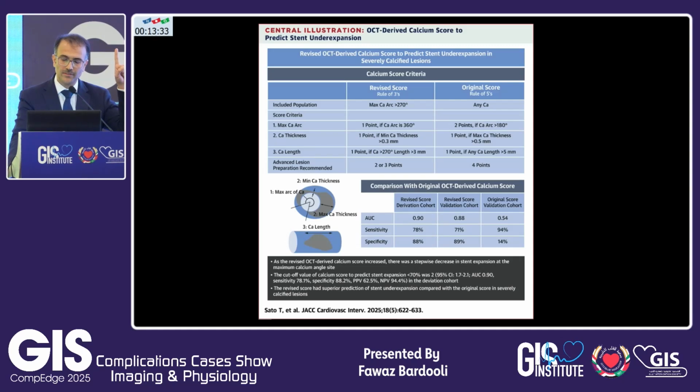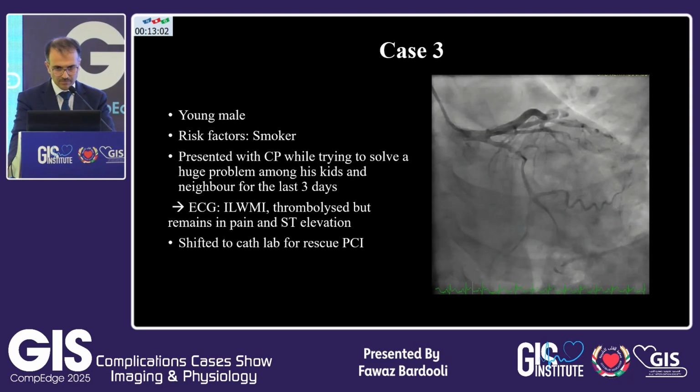So this is 1 point. If you scan all the calcium along the vessel and the minimum calcium thickness is more than 0.3, so you don't have 0.2 or 0.1, it's all of them 0.3 and above, this is the second point. And the third point, if you have more than 3 millimeters calcium of 270, these are the predictors of bad outcomes. If you just treat them with a simple balloon angioplasty, you need to go for modified plaque.